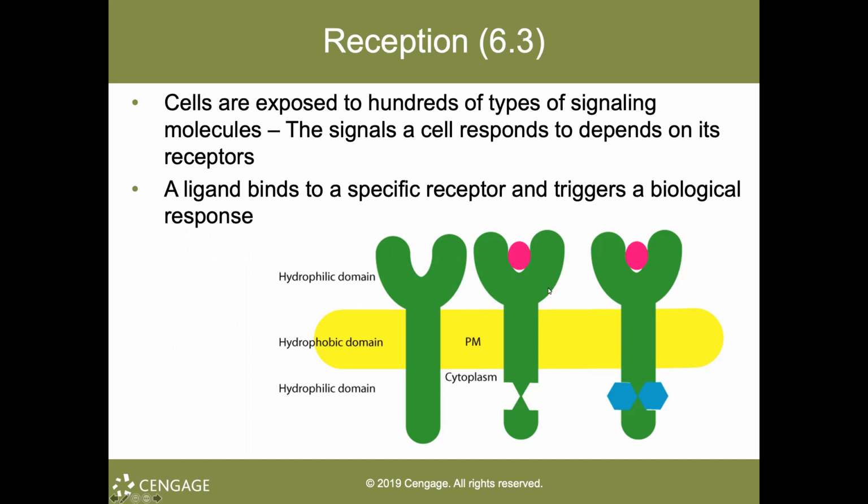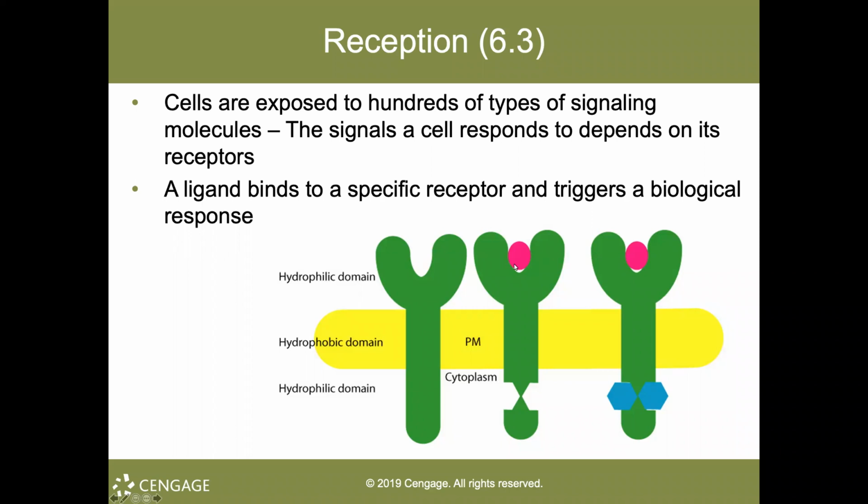Now, what's going to bind to the hydrophilic domain in the extracellular portion of the receptor? We have what are called ligands. Ligands are the signaling molecules that are secreted by another cell. These signaling molecules are going to bind to the receptor. But again, they have to be specific to the receptor. Not all signaling molecules bind the same receptor. So these ligands are specific for this receptor.